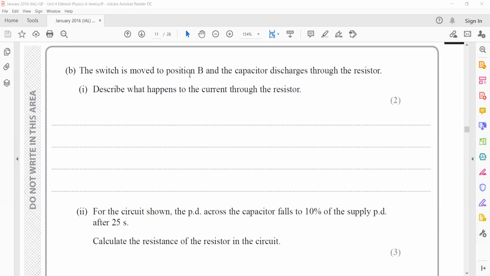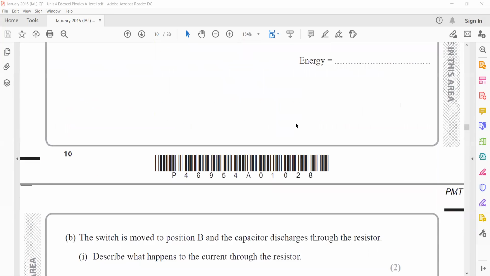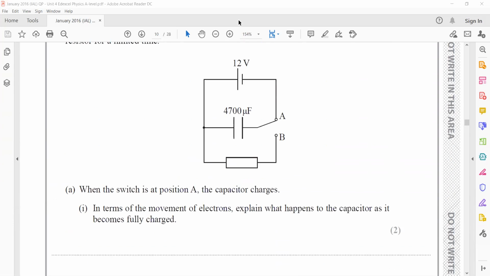The switch is moved to position B and the capacitor discharges through the resistor. Describe what happens to the current through the resistor. So in the beginning, when the capacitor is completely charged and we connect to position B, the capacitor starts to discharge. When it starts to discharge, what we will observe is an exponential decrease in the current over time, because there's always an exponential decrease in voltage, current or charge when a capacitor charges or discharges.